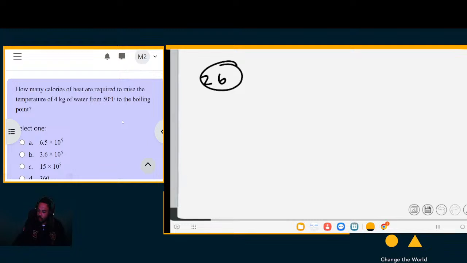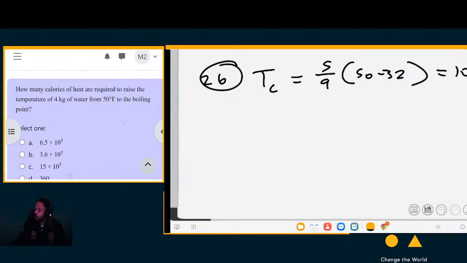Now, what is 50 degrees Fahrenheit? If you remember from earlier, we can just work it out again. 50 minus 32, that's 18. So 50 degrees Fahrenheit is 10 degrees Celsius. And we know that the boiling point is 100 degrees Celsius. So the change in temperature is 90 degrees Celsius.